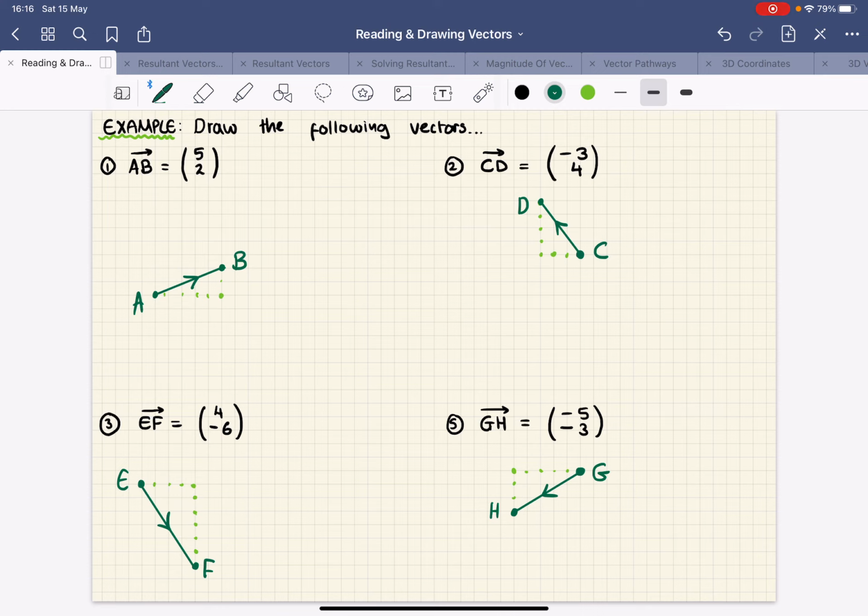In the following videos, we'll start looking at what occurs when we combine vectors together, when we want to find the magnitude, and all other sorts of uses of vectors. Let me know if you have any questions, and good luck with the work.